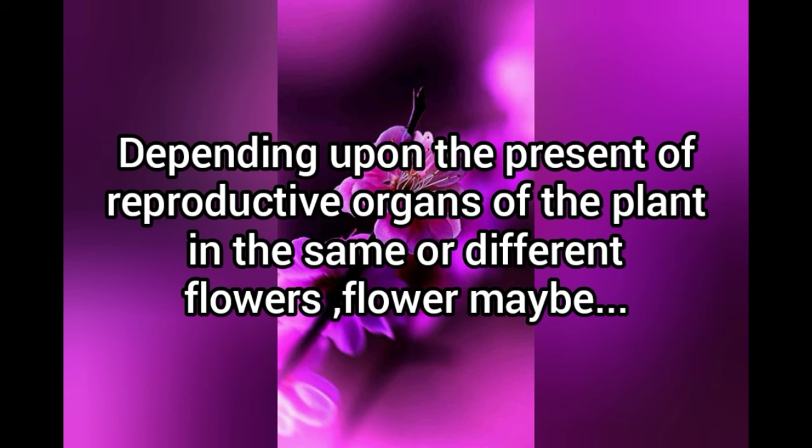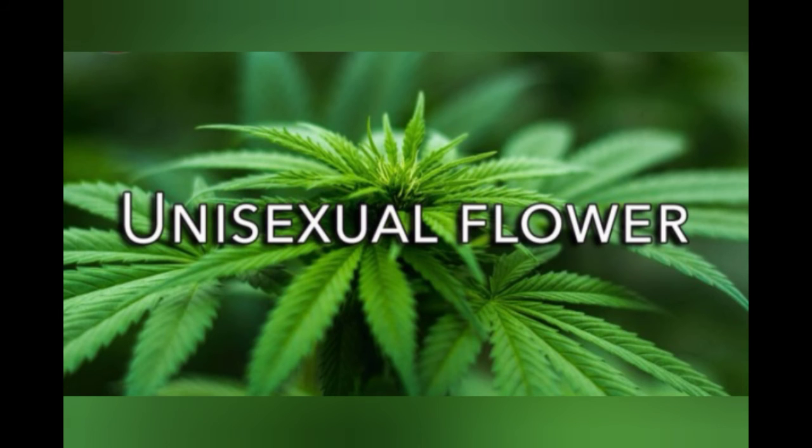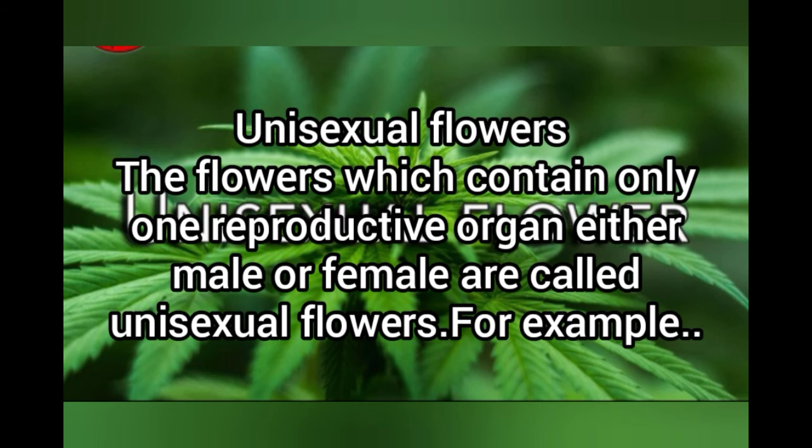Depending upon the presence of reproductive organs of the plant in the same or different flowers, a flower may be a unisexual flower or a bisexual flower. Unisexual flower. The flowers which contain only one reproductive organ, either male or female, are called unisexual flowers.